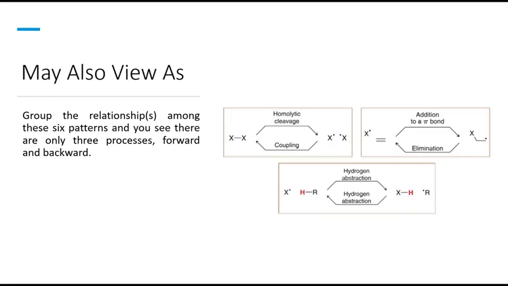We may also view as a group the 6 relationships among these 6 patterns, and you will see there are only 3 processes, the forward and the backwards. If we have a sigma bond, it may undergo homolytic cleavage to form 2 radicals. The 2 radicals may couple to form a sigma bond. A radical may add to a pi bond, or a radical may undergo elimination to form a pi bond and release another radical. A radical may undergo hydrogen abstraction with something that contains H. It can go in the reverse direction via hydrogen abstraction as well.